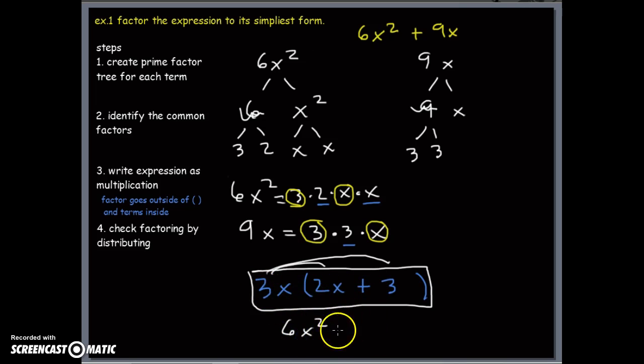3 times 3 is 9, times x is 9x. So we know that we factored it correctly. I took a lot of time to break this down, and you're definitely going to want to use a factor tree to begin with, but after a while you get the feeling, and it becomes a little more natural, so it doesn't take as long.